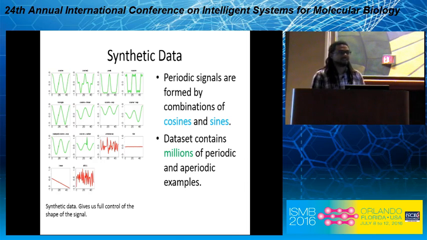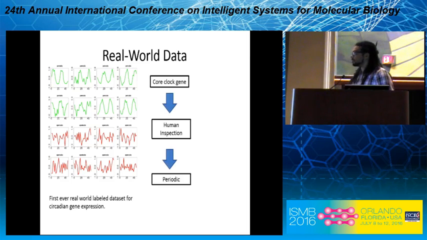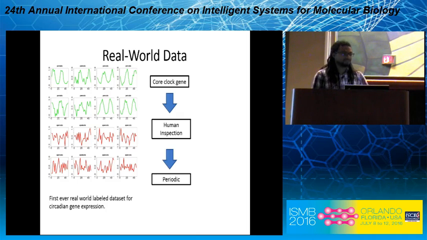Now, previous papers that have analyzed methods on this problem were really only able to quantify these methods using synthetic data. However, we created the first labeled real-world data. So these are signals from transcriptome experiments in mice, and we labeled both periodic and aperiodic signals. Now, to label periodic signals, we looked at the core clock genes. These genes have been shown to oscillate across a variety of different conditions. And we put them through human inspection, and if they looked periodic, we labeled them as periodic.